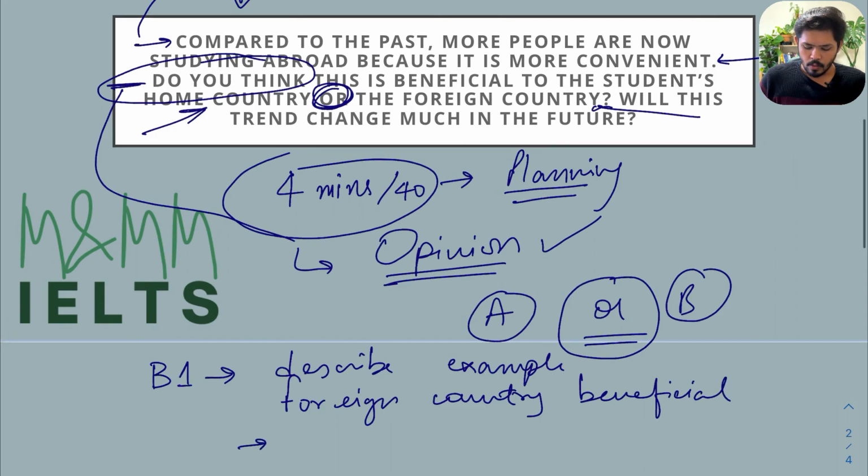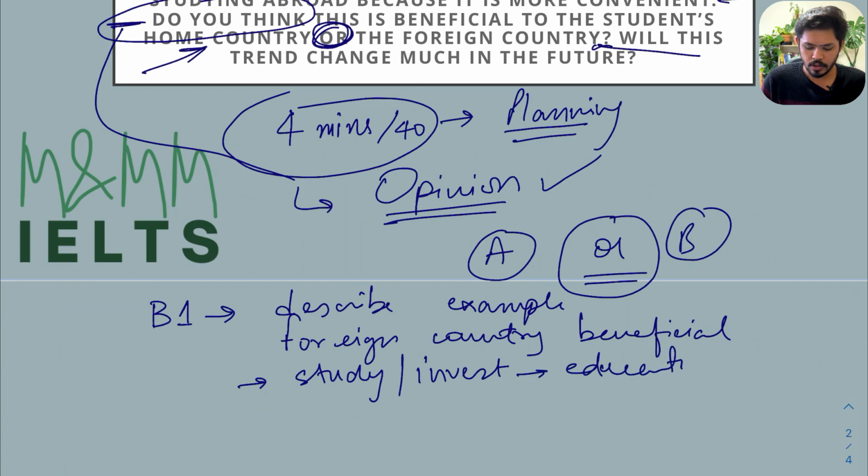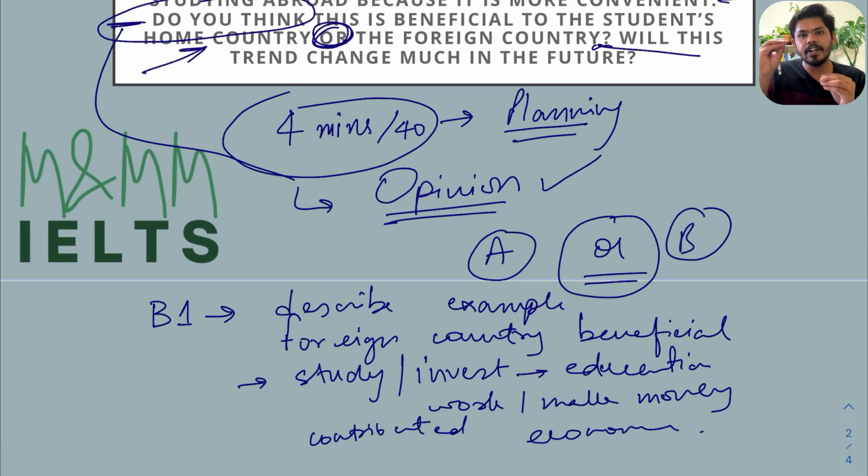Second, why is it beneficial for the foreign country? What idea can you put in your plan? Let's say students would study there, which means they would invest in education, right? They would work and make money, which means as a result they have contributed to the economy of that country. So I would say contributed, economy of that country. So I have written the bullet points.